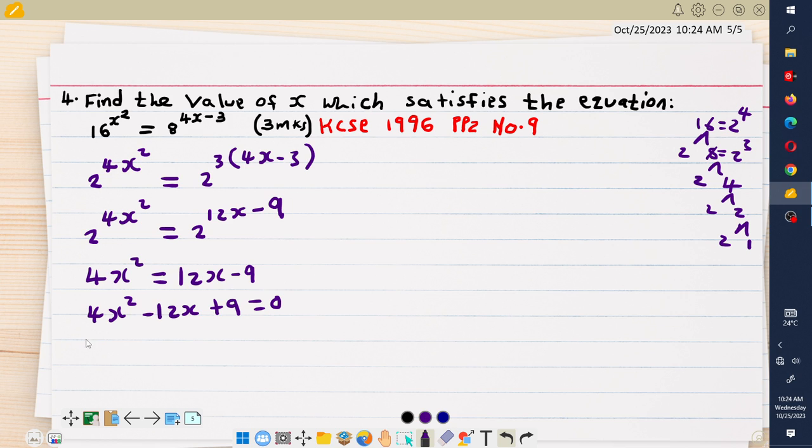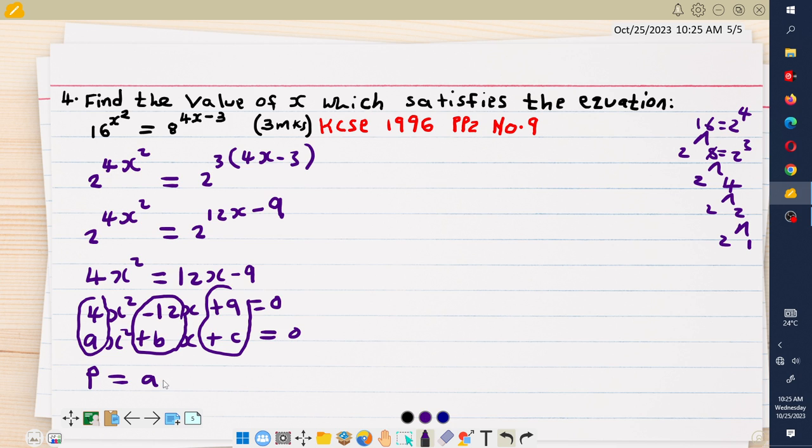So if I use the factorization method, I'll compare it with ax squared, then plus bx, then plus c is equal to 0. Therefore, the value of a will be 4, the value of b will be negative 12, then the value of c will be positive 9. So using the factorization method, I need to find the product. The product is usually the value of a multiplied by the value of c, which is a is 4, the value of c is positive 9. So 4 multiplied by 9, we're going to get 36. So this gives you 36.